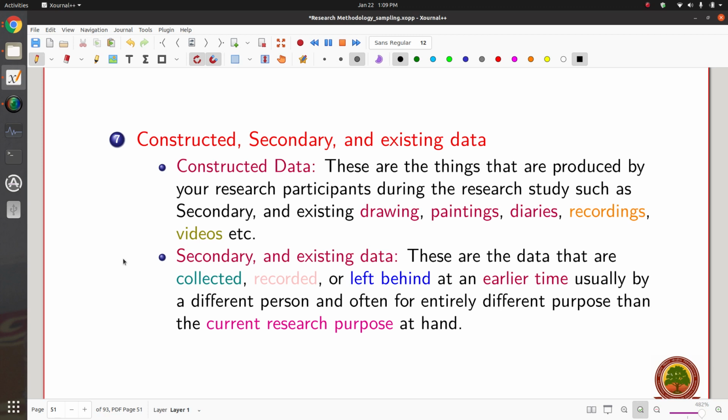There is one more category that is called official documents. These are the documents that are created by various officials of the governments or government departments, or many times by companies. Sometimes newspapers, educational journals, magazines, annual reports, minutes of the meetings of the board of studies or some committee of a government organization, university, all that. So these documents can also be used as secondary data, as a data source.